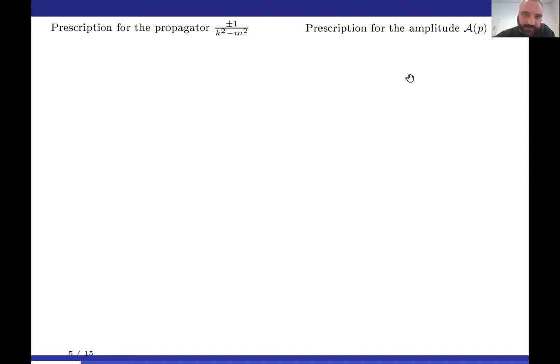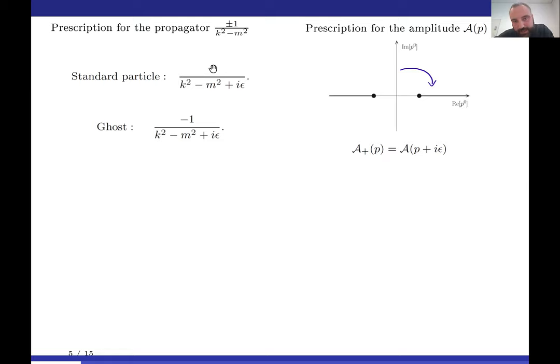So what happens in usual theories is that you have this propagator. If the residue here is positive and you use the usual Feynman prescription, you will have what we call a standard particle. If you have a minus sign, then you use the Feynman prescription and we have what we usually call a ghost. This choice is reflected in the amplitude. This, for example, is the branch structure of a one loop amplitude.